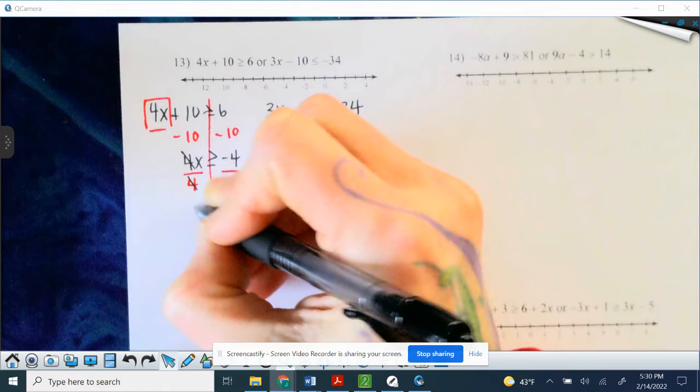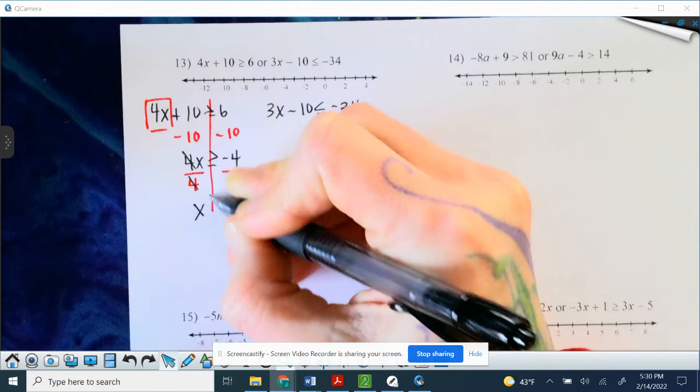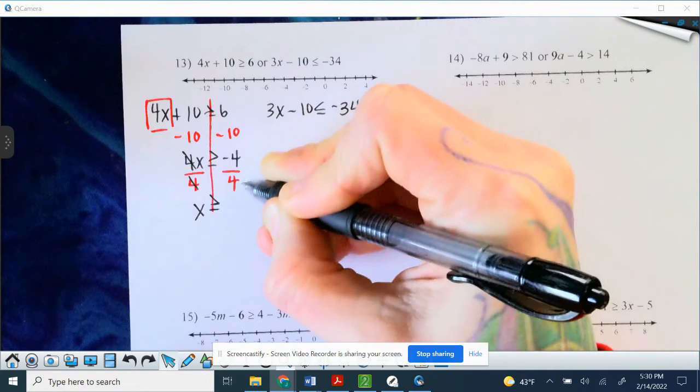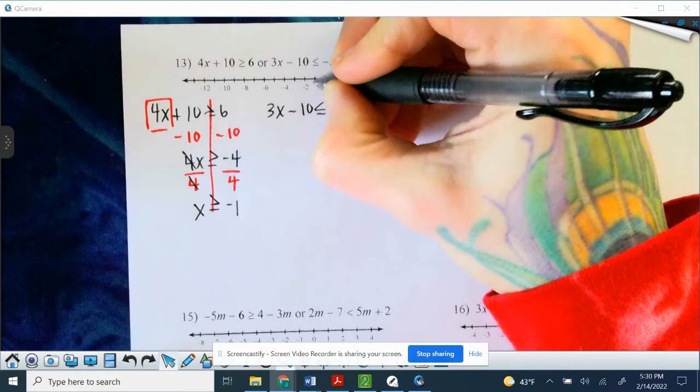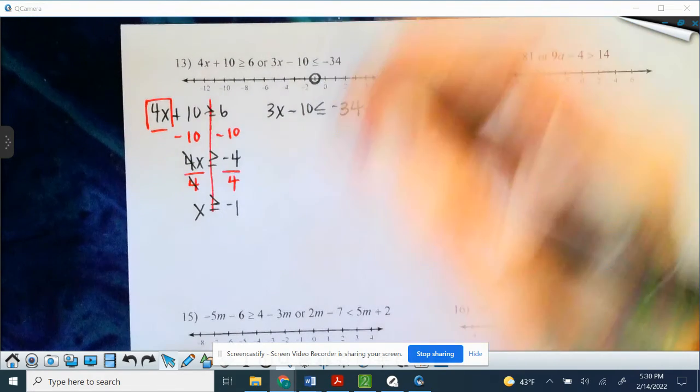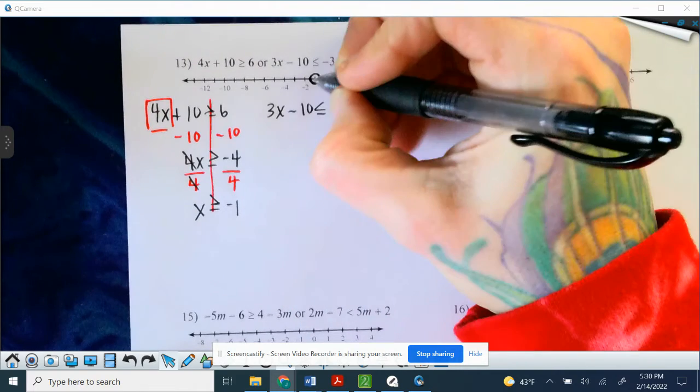So x, we did divide by a positive, so we're fine here. Negative 4 divided by positive 4 is going to be negative 1. Go up to negative 1. There's our -1. It isn't equal to, so we're going to shade it in.